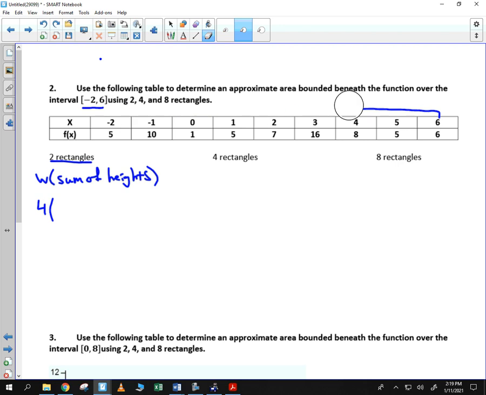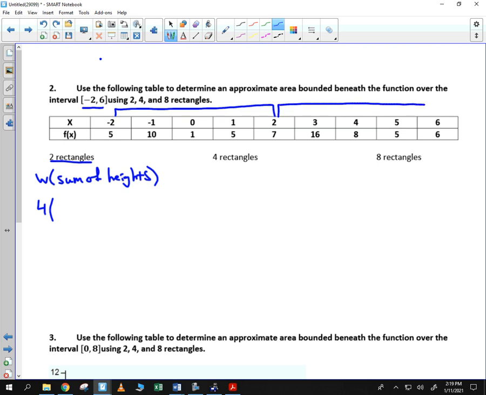So I'm going to go over 4. So -2 to 2, that's going to be my first rectangle. And then 2 over to 6, that's my second rectangle. Okay. And so now we need the heights.